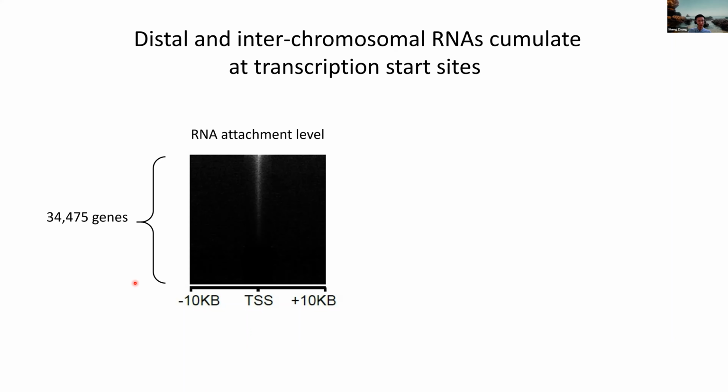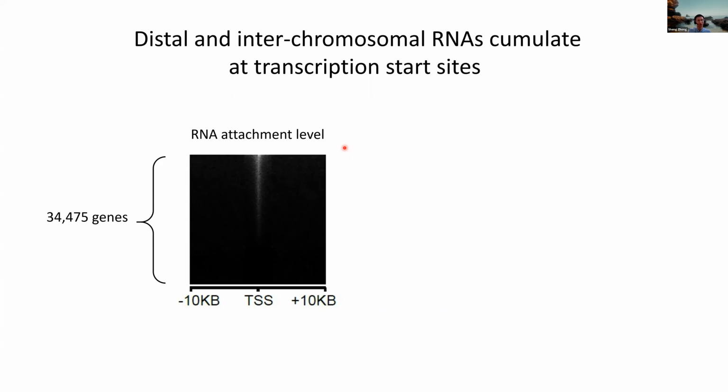And for each gene, for each row, we plotted the transcription start site of the gene at the center, and then 10 kb upstream and 10 kb downstream. The signal intensity here is the cumulative amount of RNA-DNA contacts at that position.